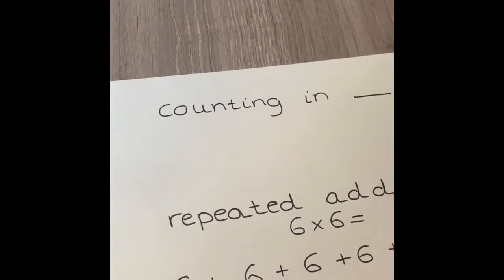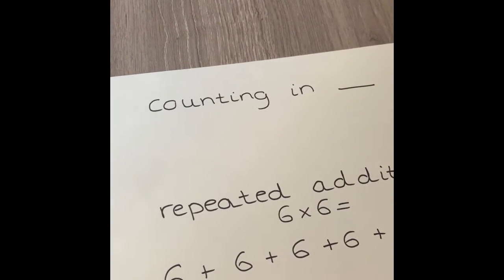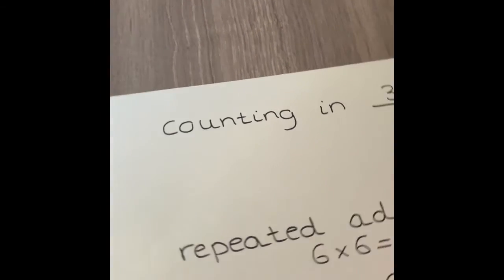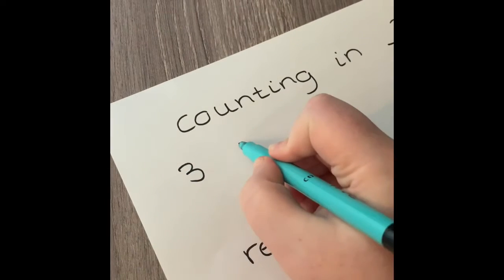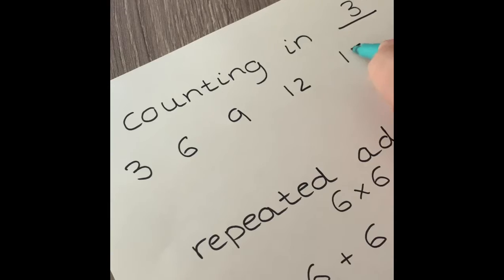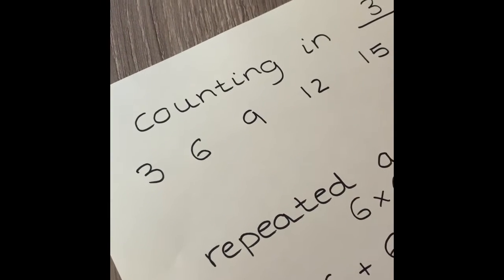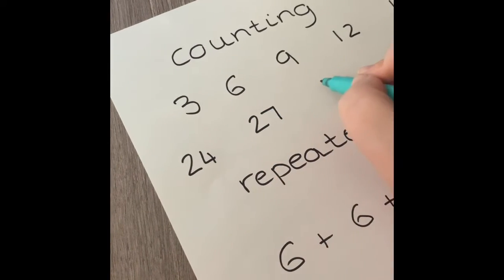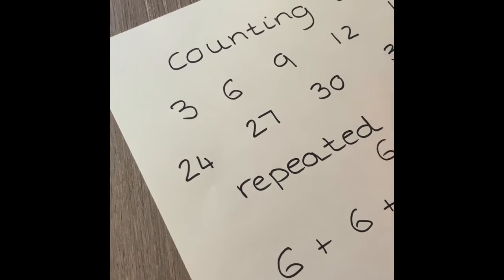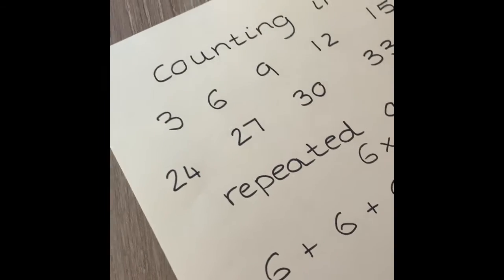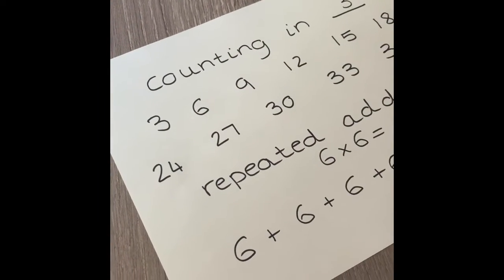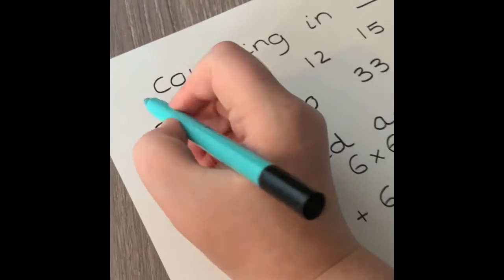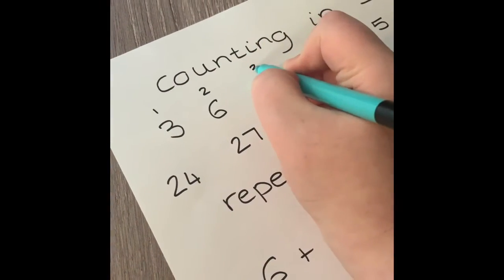We can also count in numbers to help us as well. For this example, I'm going to use the 3 times table. So we're going to count in threes, okay? So I'm going to start with 3, 6, 9, 12, 15, 18, 21, 24, 27, 30, 33, and then 36, okay? So that's the first 12 numbers if we're counting in threes.